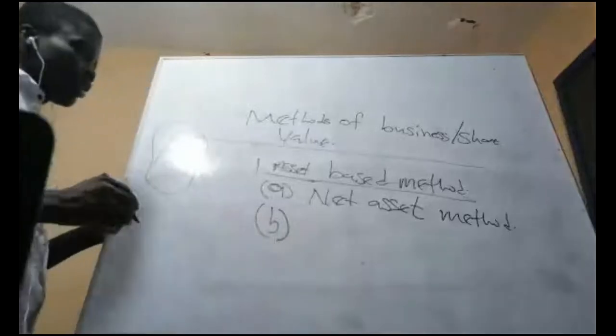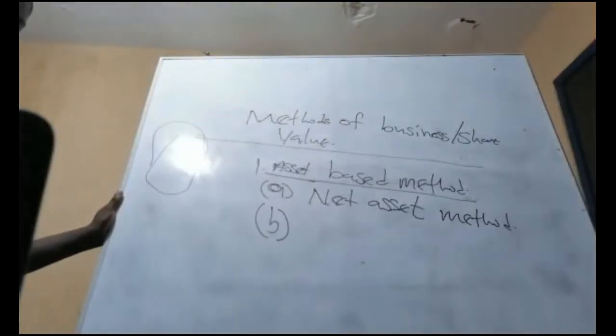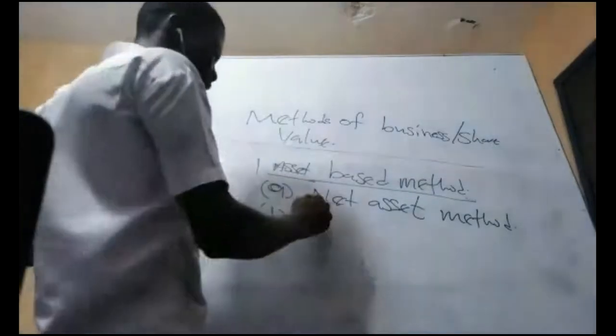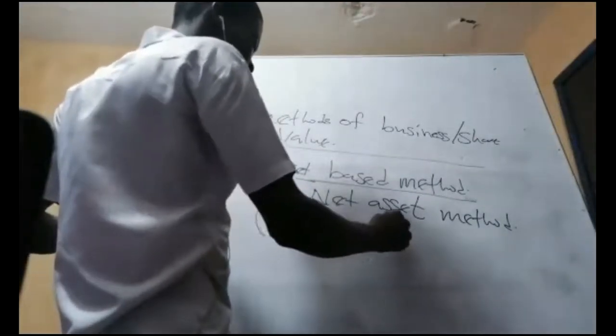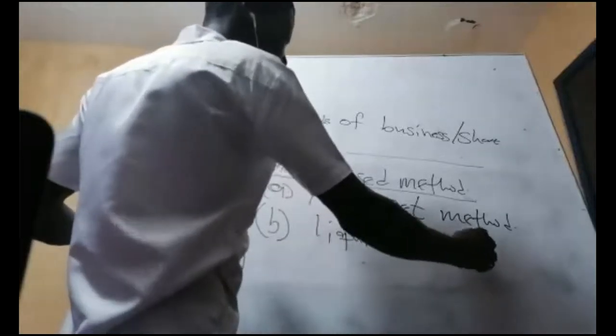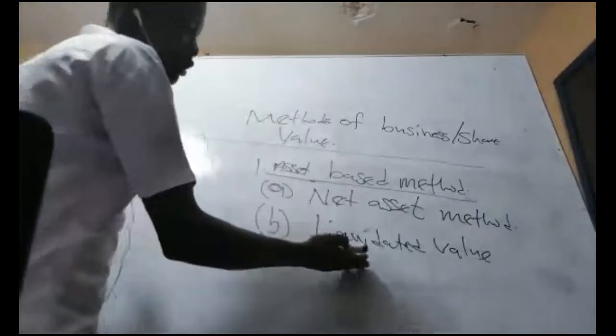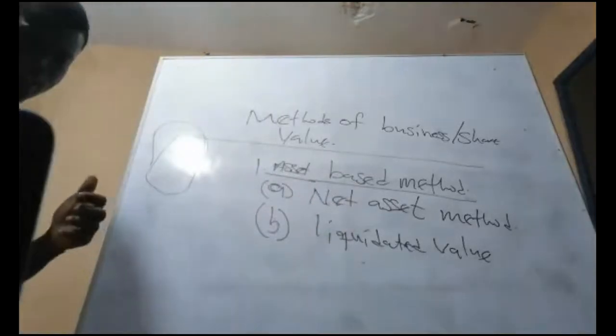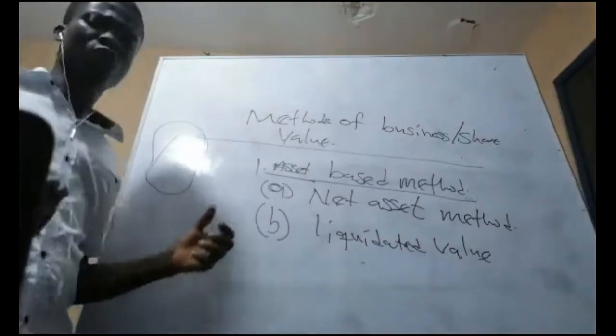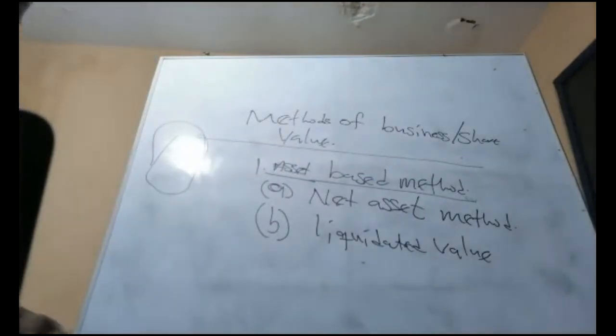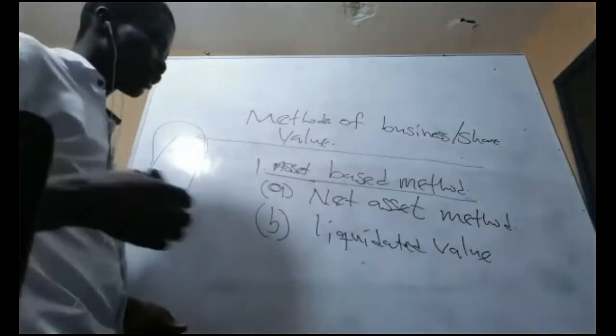B, you can also have the liquidated method or the for-sale method. So, liquidated value. I believe with the help of capital reduction, everybody knows what is meant by liquidated value. These terms are not new for us by now. But it is also called for-sale value.